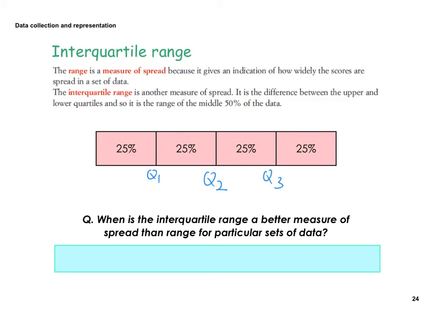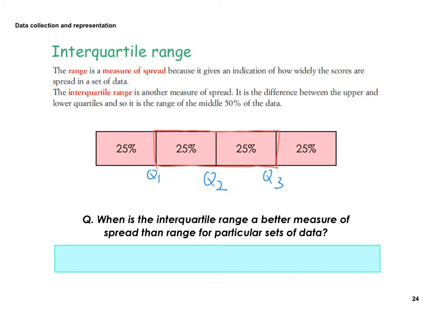Now back to the definition. So interquartile range, difference between the upper and lower quartiles. So this, take away this. So in effect, you're looking at this. So interquartile range is this, take away this. With that logic, think about this question. When is the interquartile range a better measure of spread than range for particular sets of data? So how does this compare to this?